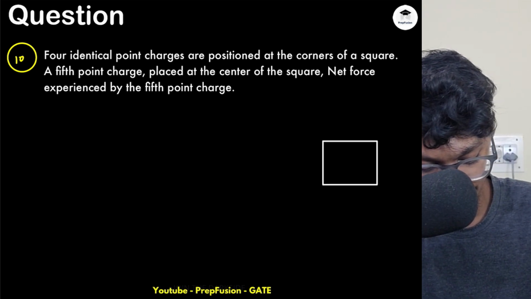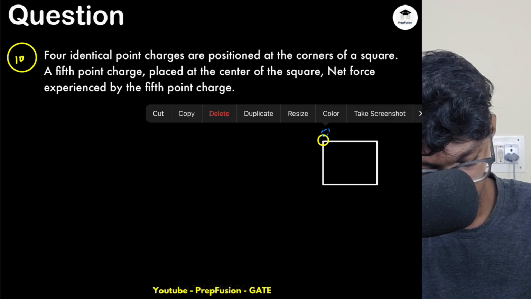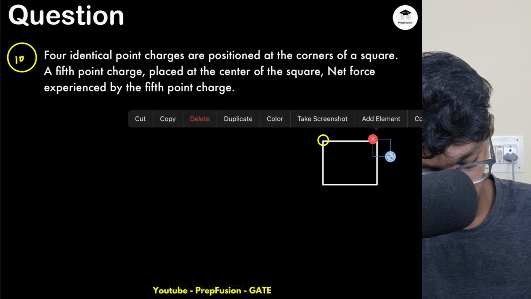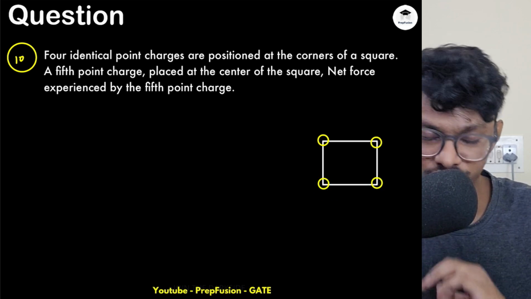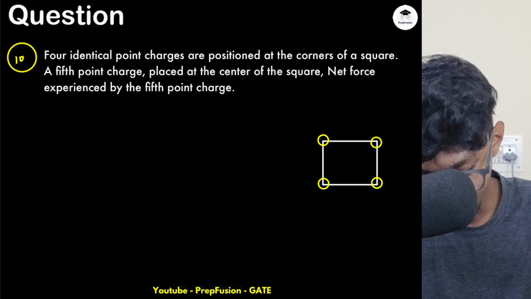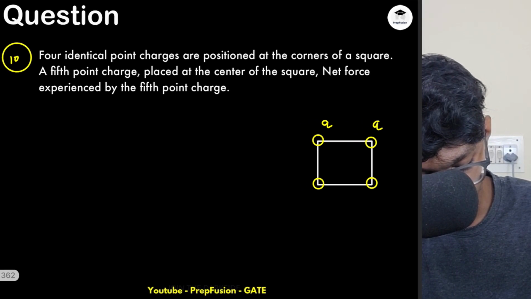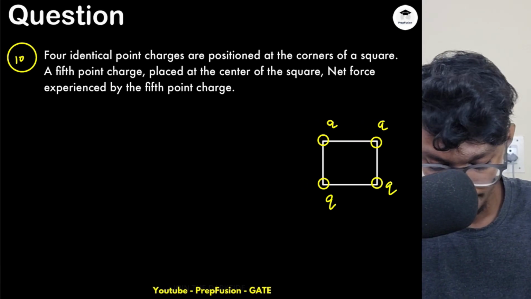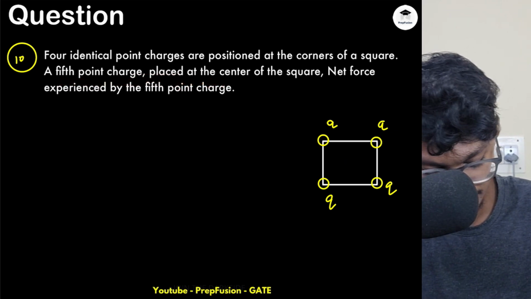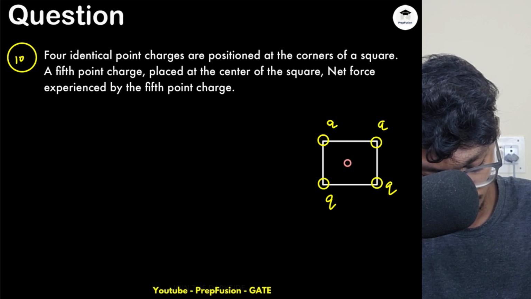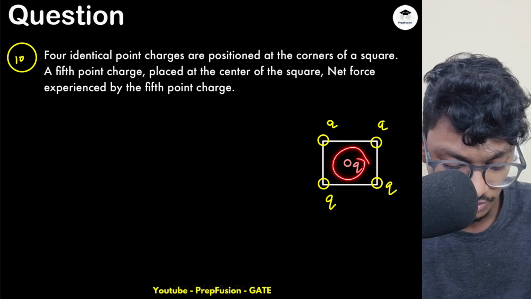And this will be 4 point charges. They are positioned on the corner. They are identical, right? All of them have Q charge. I don't know the sign, but all of them have the same sign. Q. A fifth point charge is placed at the center of the square. What will be the net force experienced by the fifth point charge?